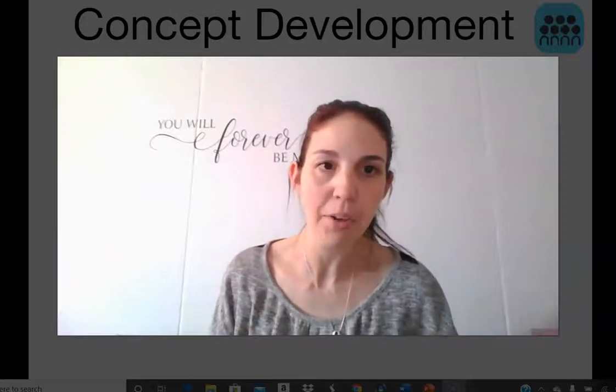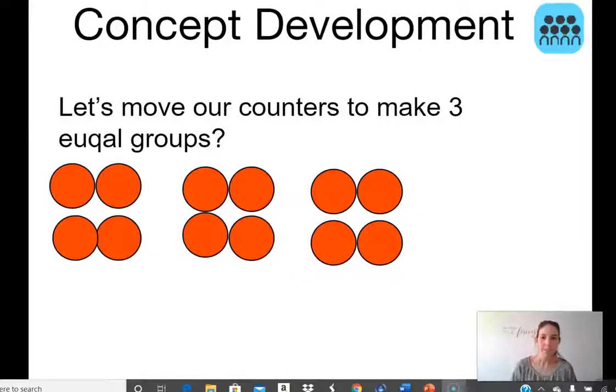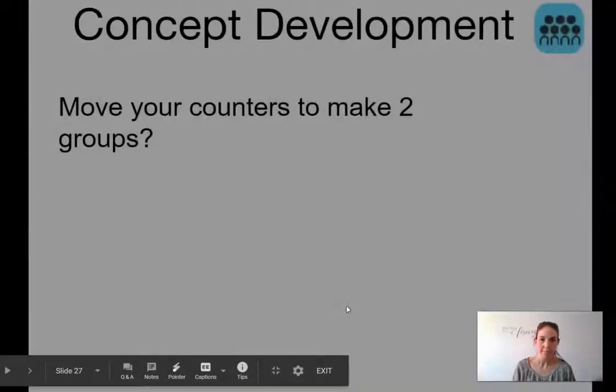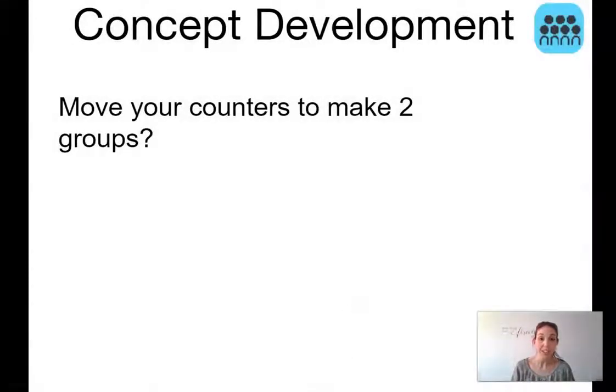Let's see if our PowerPoint had the same. So they're showing you 3 equal groups. They each have the same. Now move your counters to make 2 groups. So you can use how I was just showing you to make 3, and this time make 2 groups. Put 1 in each of your groups until you use all of your counters. 2 groups.